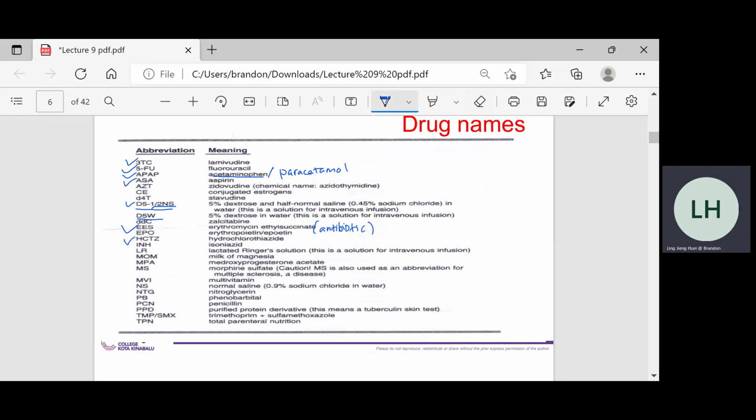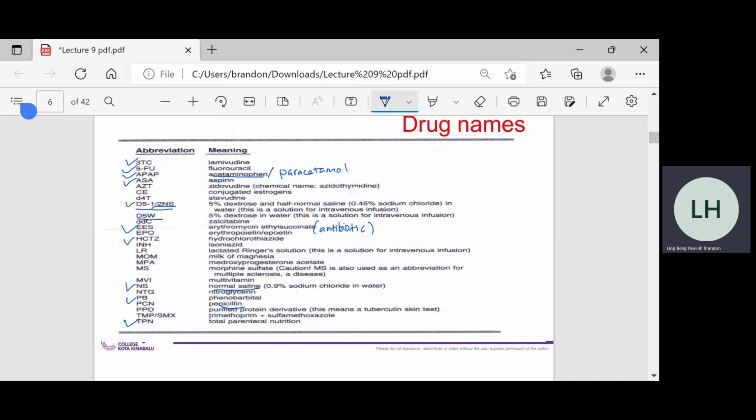Next, this is HCTZ, stands for hydrochlorothiazide. Ini kamu akan belajar dengan Madam Lim dalam pharmacology kedua, hydrochlorothiazide. So this hydrochlorothiazide is used for high blood pressure, untuk tekanan darah tinggi. Lepas itu, kamu juga mungkin akan encounter NS, and S means normal cell line lah. So this is garam. Okay, garam dalam bentuk solution. PCN, okay, PCN stands for penicillin ubat antibiotic.